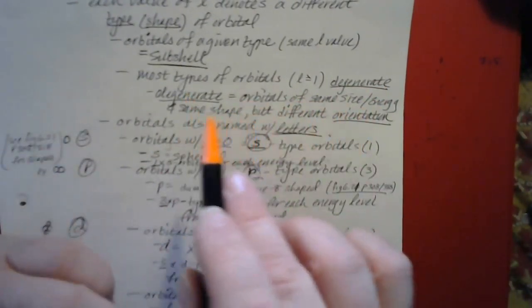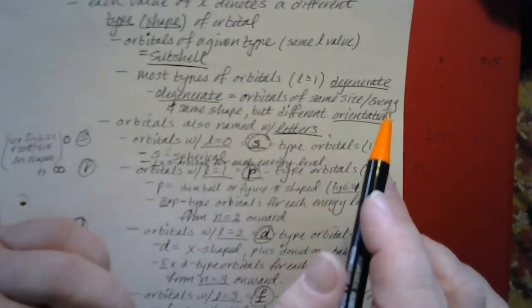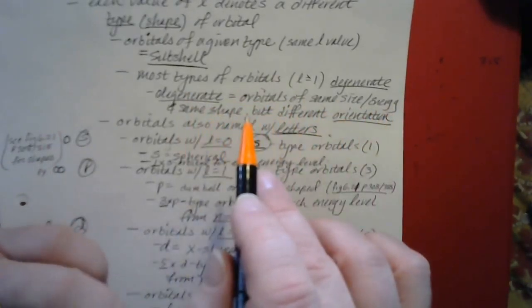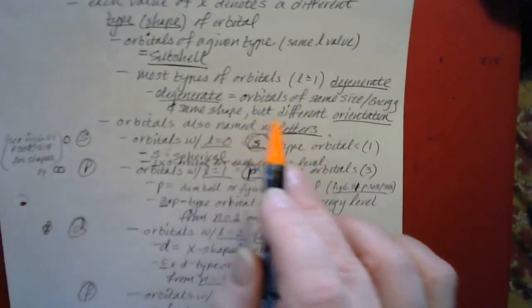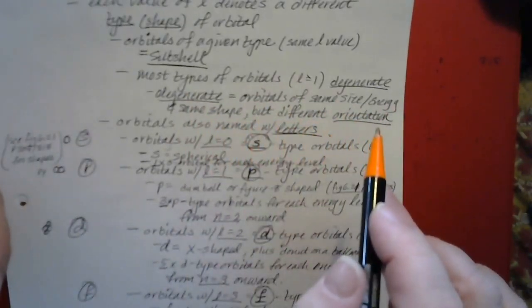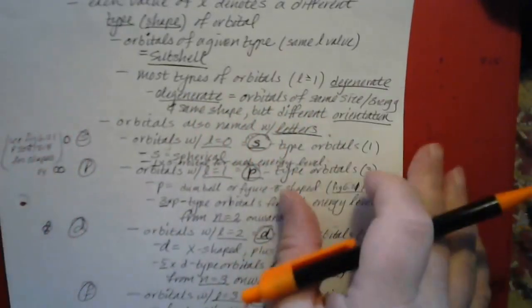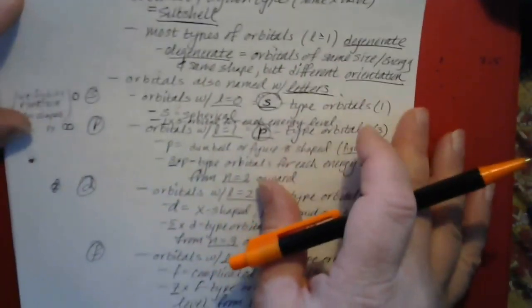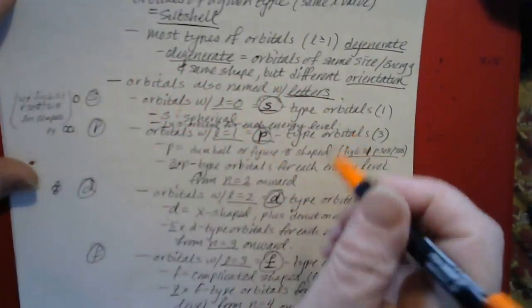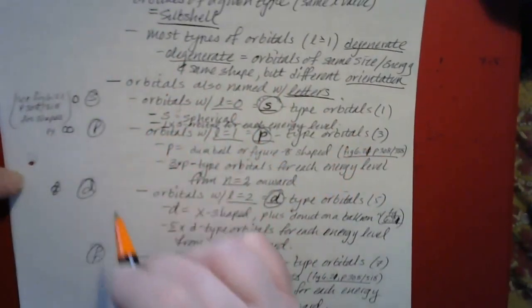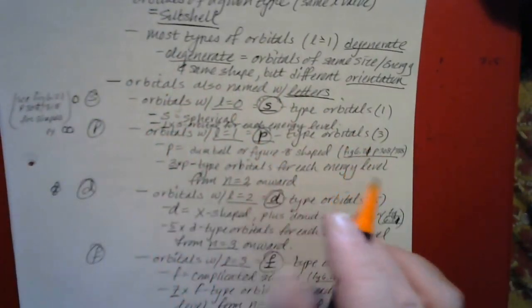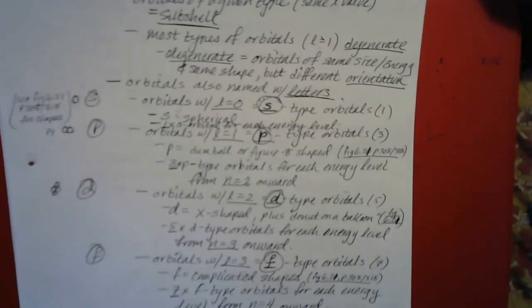Or basically, degenerate means that orbitals have the same size or energy and the same shape, but they have different orientation in space. So same size, same energy, they're just turned a little bit. The orbital types are also named with letters. And that's the way they're actually best known, and that's the way that we'll be calling them most often. So I wanted to make sure to introduce those.